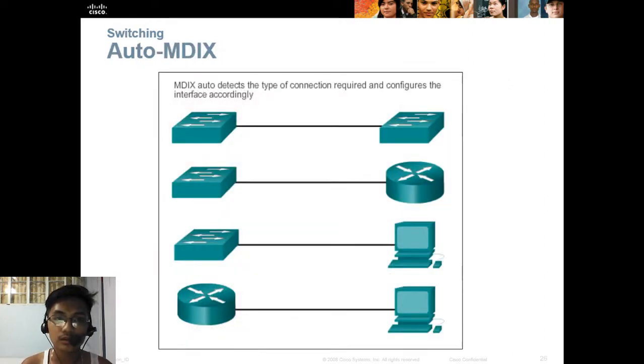Auto-MDIX auto-detects the type of connection required and configures the interface accordingly. So this is like an auto-detection process. If you're using some cables or connections, it will scan the interface and configure it accordingly.